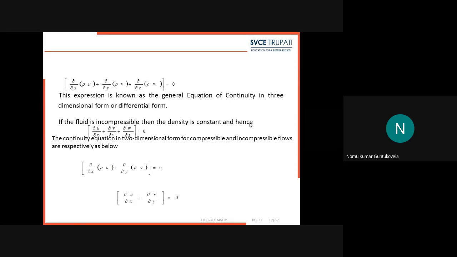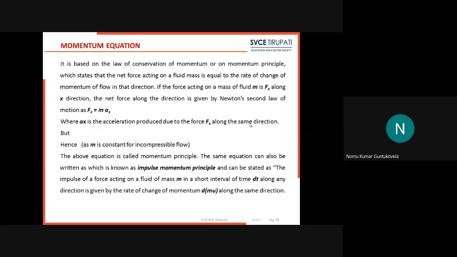While coming to the two dimension, that is du by dx plus dv by dy, or dv by dy plus dw by dz, or dw by dz plus du by dx equals 0. Like this. While coming to the one dimension, we have du by dx equals 0, then dv by dy equals 0, then dw by dz equals 0. Here u, v, w are the velocity components. Now I'll come to the momentum equation.